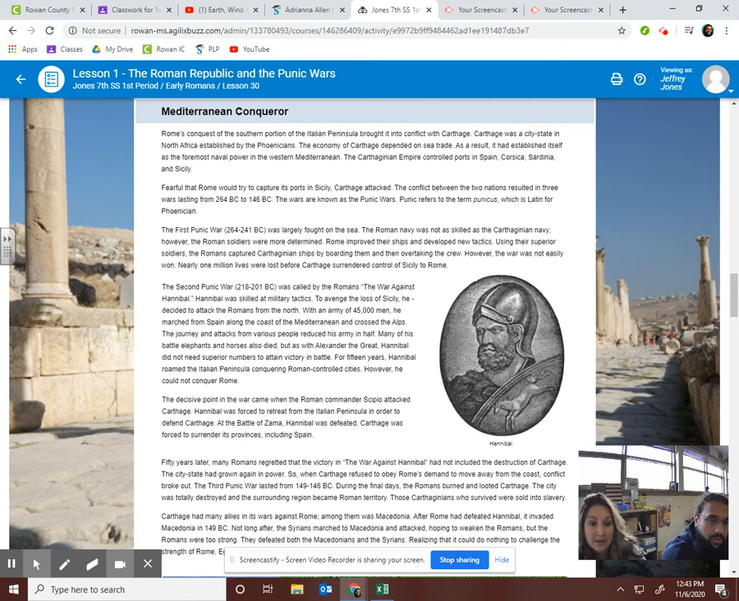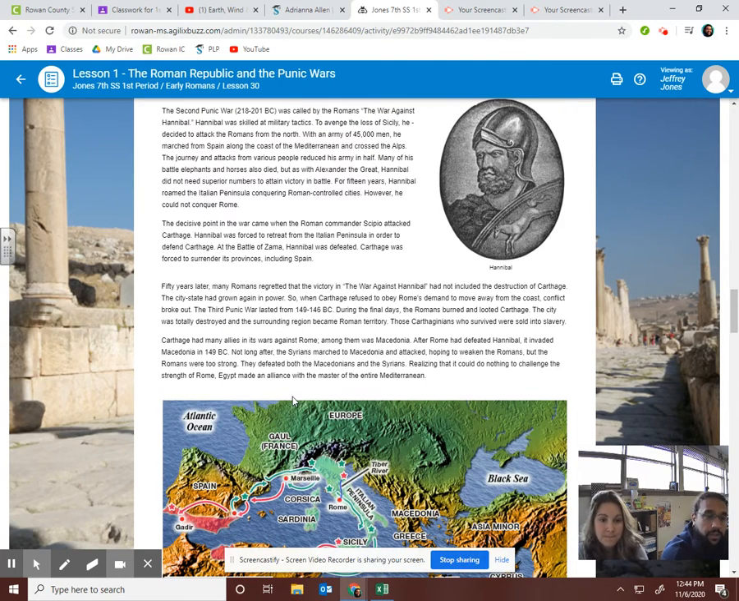It says the decisive point in the war came when the Roman conqueror Scipio attacked Carthage. Hannibal was forced to retreat from the Italian peninsula in order to defend Carthage. At the Battle of Zama, Hannibal was defeated. Carthage was forced to surrender its provinces, including Spain. Wow. Okay. So 50 years later, many Romans regretted that the victory in the war against Hannibal had not included the destruction of Carthage.